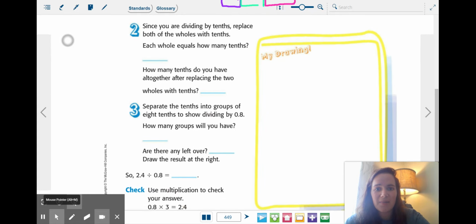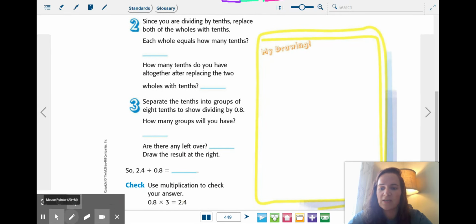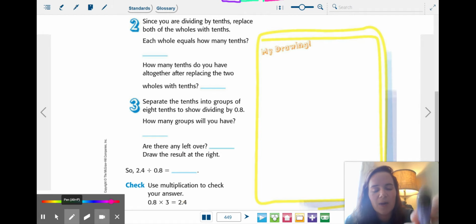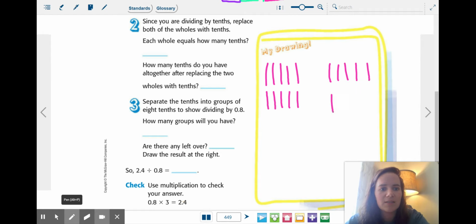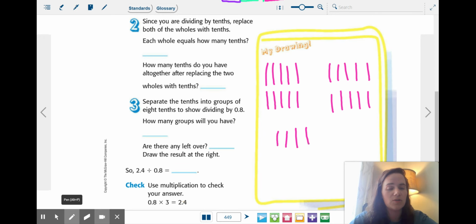So it says, since you're dividing by tenths, replace both of the wholes with tenths. Okay, so here's how we do that quickly. We're going to do 1, 2, 3, 4, 5, 6, 7, 8, 9, 10. That's going to be one whole because 10/10 equals one whole, right? Here's our second whole. 1, 2, 3, 4, 5, 6, 7, 8, 9, 10. There's 2 wholes. And then we had 4/10 from the 2 and 4/10, right? So each whole equals how many tenths? 10. How many tenths do we have altogether after replacing the 2 wholes with tenths? Total, we have 24 tenths total.